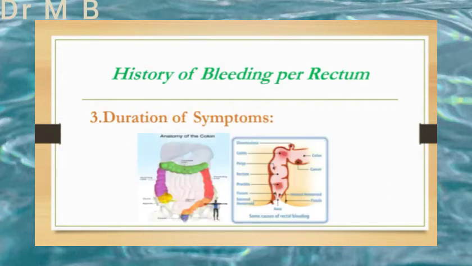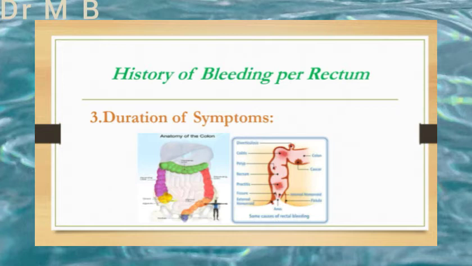Then ask about duration of bleeding per rectum. It will give you a clue about acute or chronic condition. In acute cases, it may be due to infections, trauma, etc., while chronic conditions that cause bleeding per rectum include hemorrhoids, anal fissure, inflammatory bowel disease, carcinoma of colon and rectum, etc.